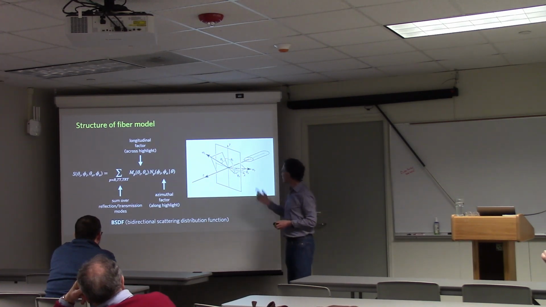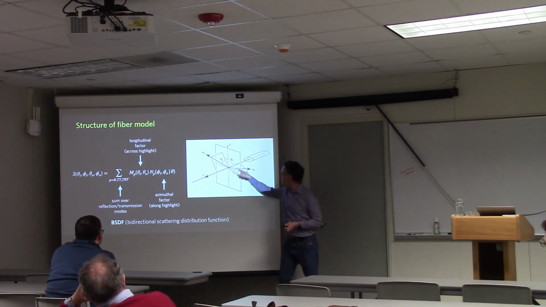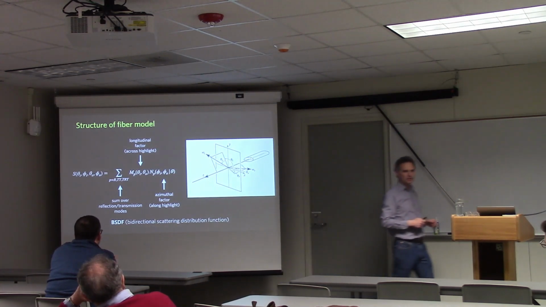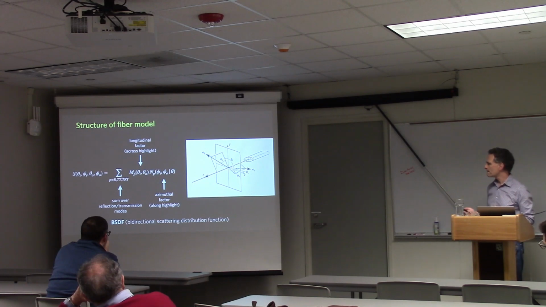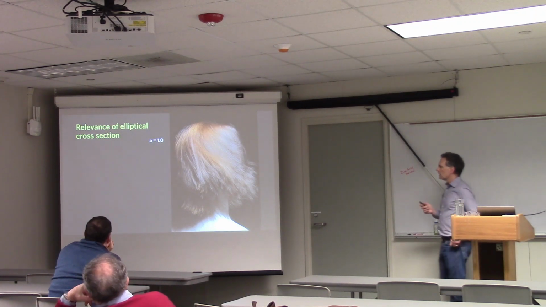I always find this picture hard to interpret, but it does show what we mean by the angles: the phi angles are measured around the fiber, and the theta angles are measuring inclination to the normal plane.